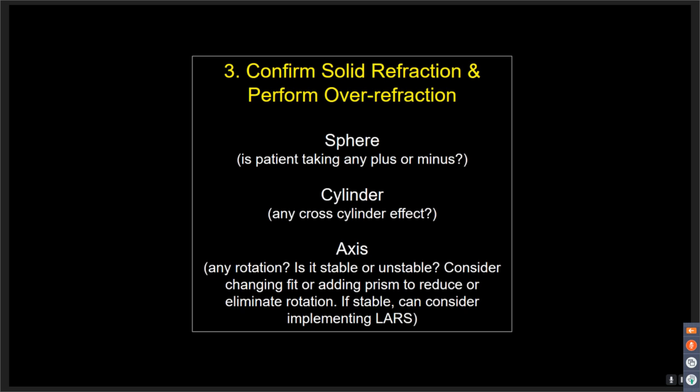What I'm doing is I want to know what that maximum is, and then I will start pushing the plus on that patient. You can look at the lens, and certainly if it's torqued 20 degrees, you've got a problem. So you've got to look at it and see if there's any cross-cylinder effect. Is it variable? You have to go through that whole fitting.